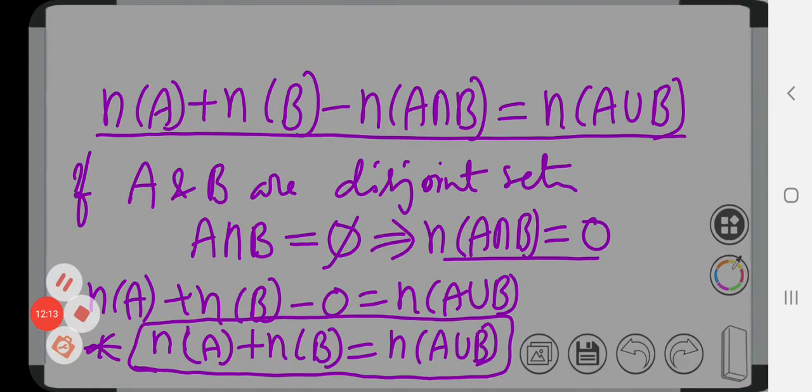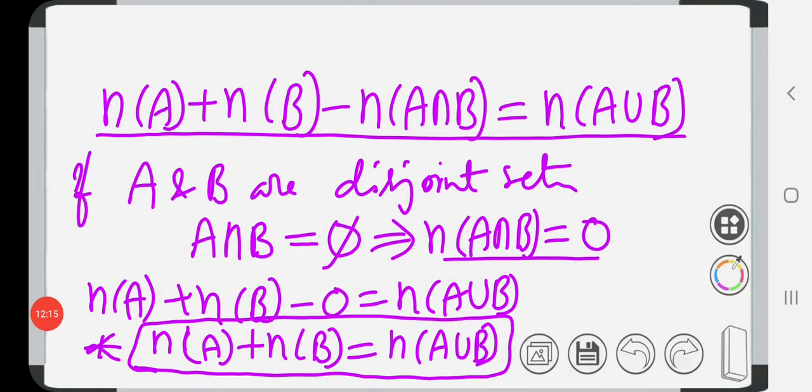Dear students, we discussed all the sets topics and solved the worksheet problems, which are given below. Thank you.